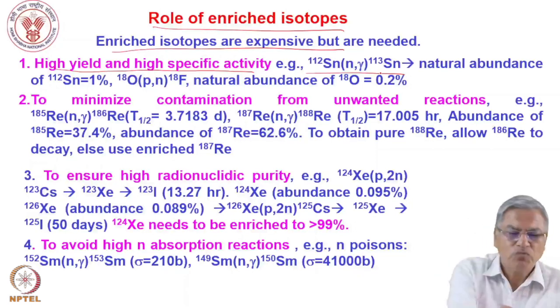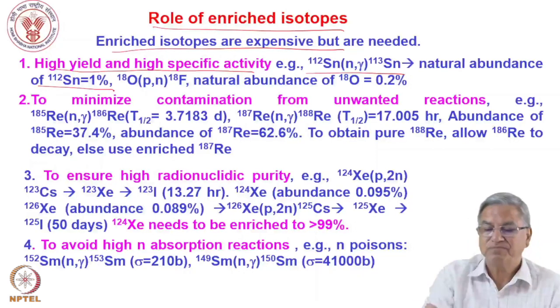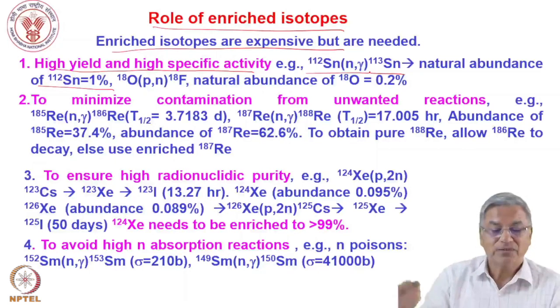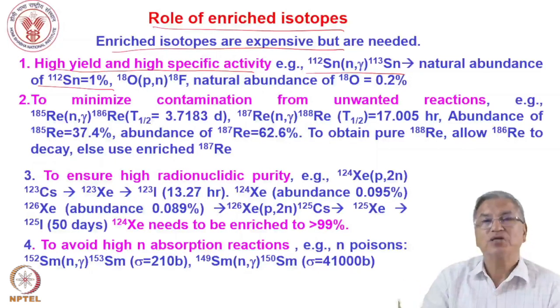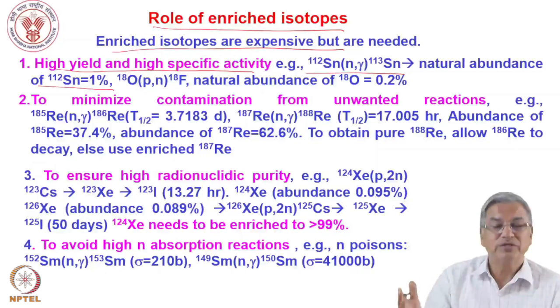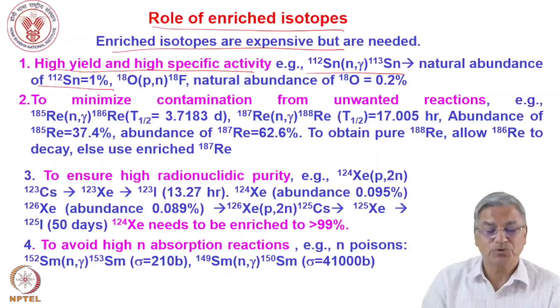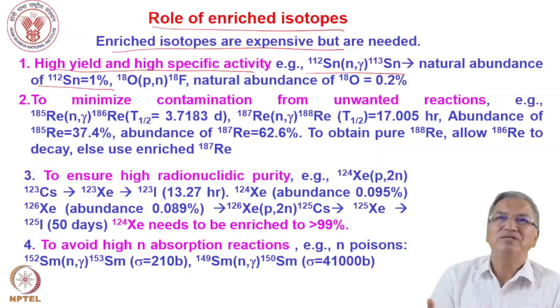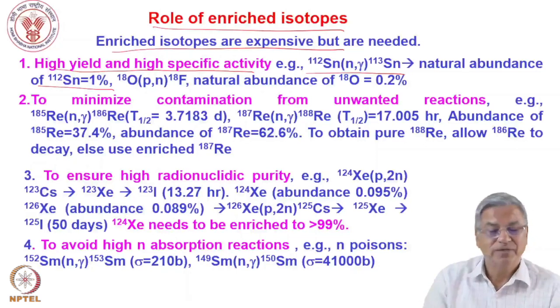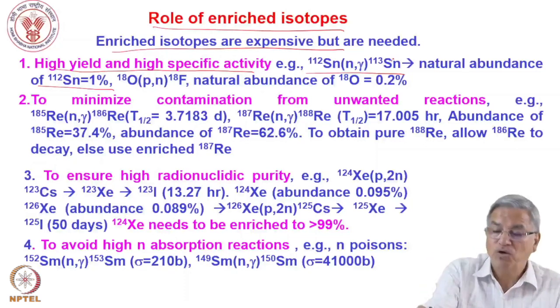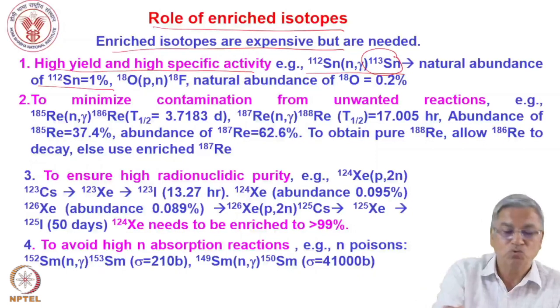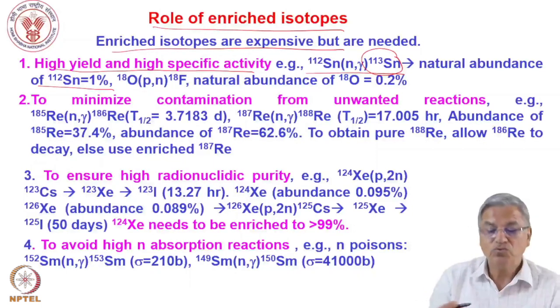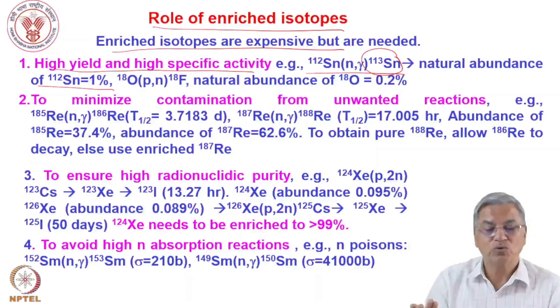Now the abundance of 112 tin is only 1%. You can see here, other isotopes of tin will also capture neutrons, or the bulk, say 99% of the tin, is other isotopes. So if you produce 113 tin, bulk of the tin is still the natural tin, and so the activity produced of 113 will be very small, because 112 is only 1%. So what you do, you try to enrich 112 in the sample so that your specific activity will go up and your yield also will go up.